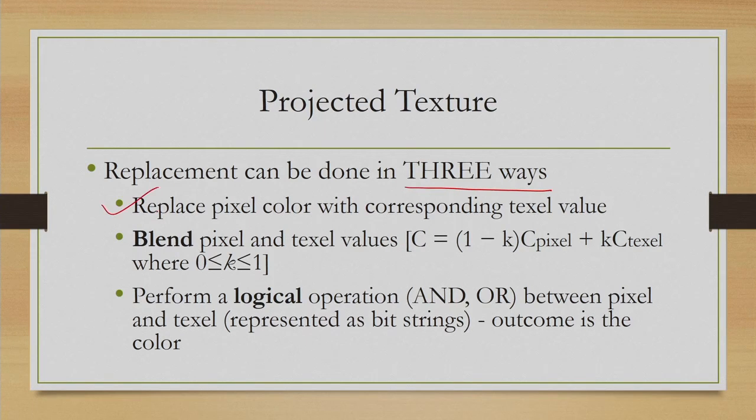First is the obvious one: simply replace the value with the corresponding texel value. Second is slightly more complicated. Here we are blending the pixel and the texel values using a formula shown here. We are using addition for blending, and here C pixel indicates the pixel intensity, C texel indicates the texel intensity value, K is a constant between 0 and 1.